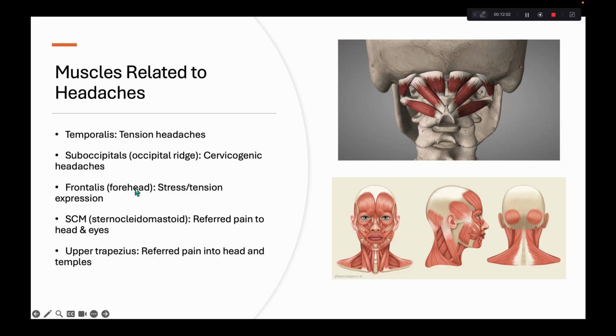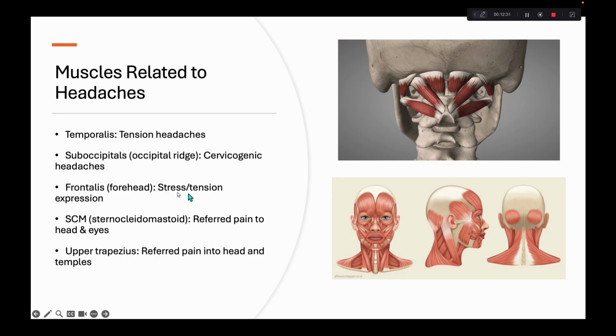Then you have your suboccipitals. Right, so your suboccipitals would be in just general region here. We're going to pop up to the top. So all these tiny little muscles in here are in the suboccipital group. So any of these tiny little muscles that help extend and rotate your neck a little bit can become tight and cause headaches as well.